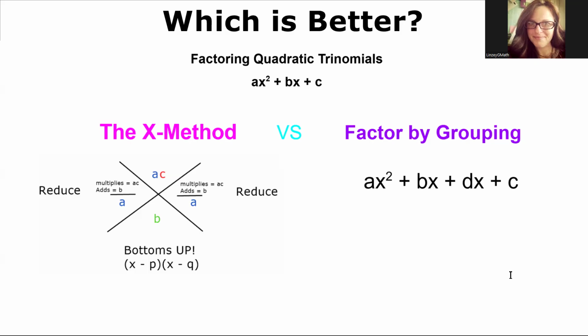Welcome to our session on which is better, the X method or factor by grouping for factoring quadratic trinomials. We're going to take a look at one example and use both of these methods. You tell me which one's better. Here we go.